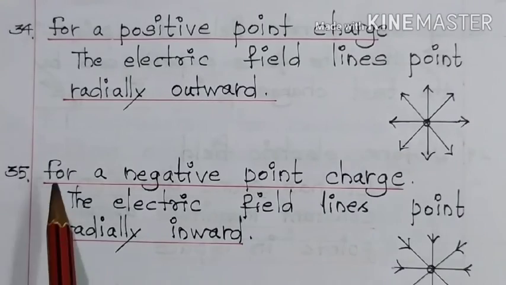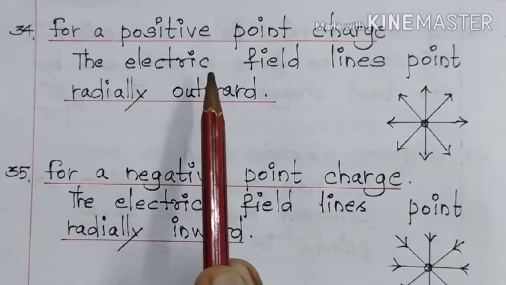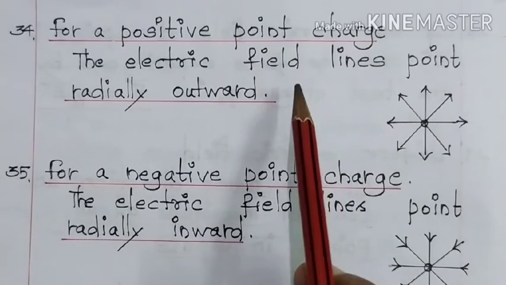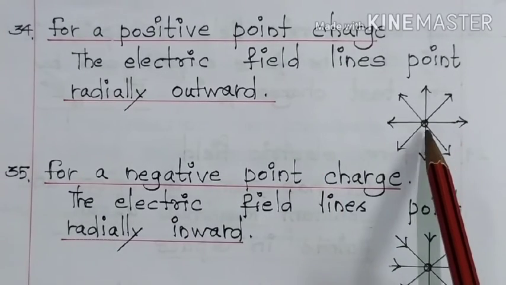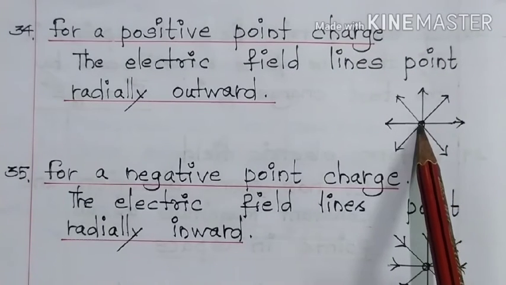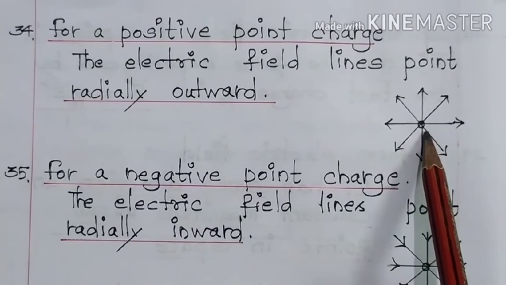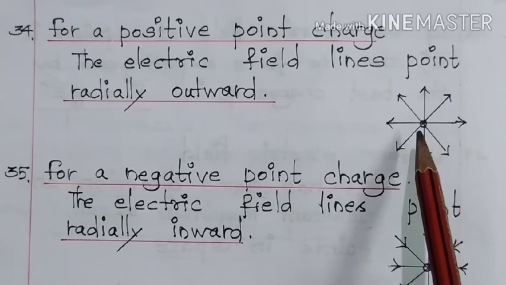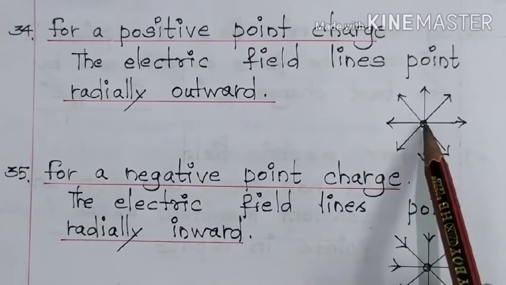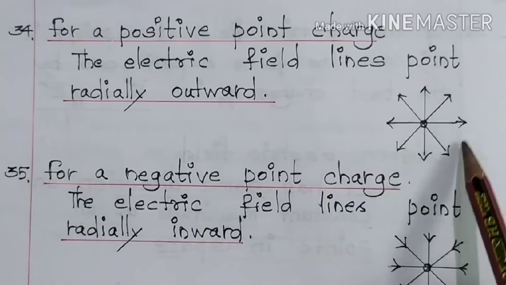Next point is, for a positive point charge, the electric field lines point radially outward. Have a close look at this diagram. Here this dot represents the point charge and also it is positive in nature. So from a positive point charge, the electric field lines point radially outward. That is, the arrowheads are pointing outwardly.